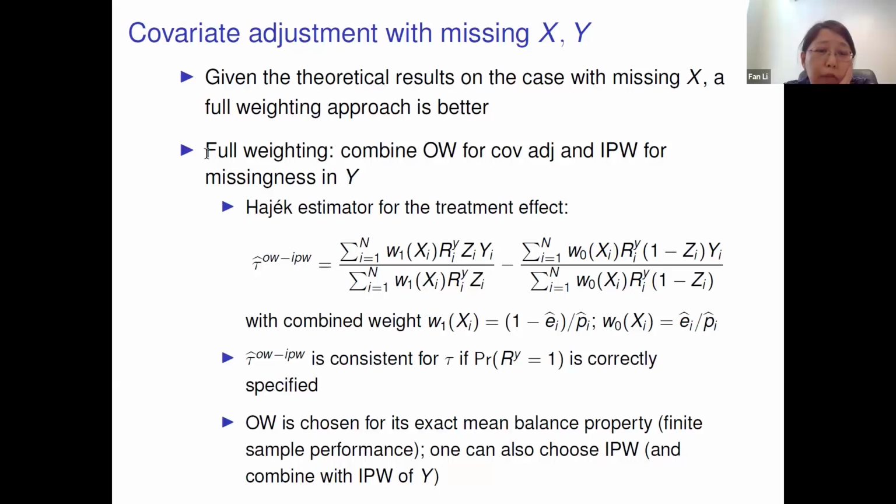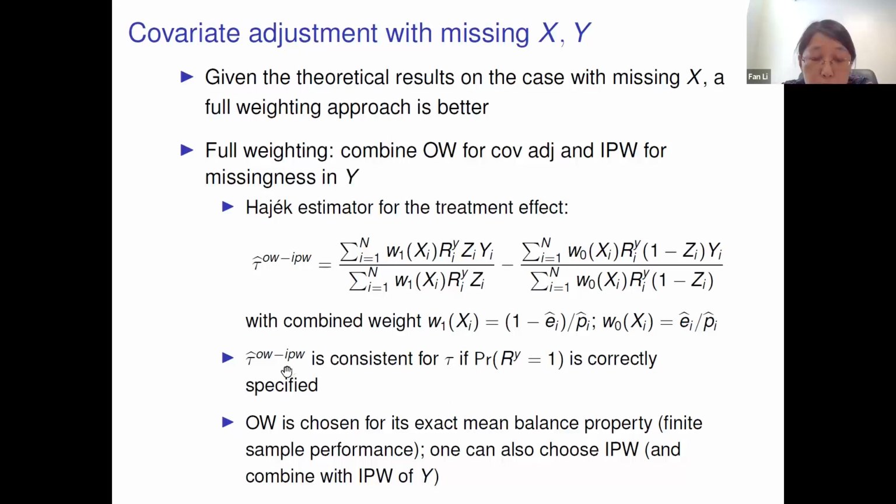Right, so here we have the full weighting. We propose a full weighting scheme. What we do is basically combine overlap weights for covariate adjustment and IPW to deal with the missingness in Y. This is our new estimator. The estimator is a Hajek estimator for the treatment effect, so it's basically a weighted average. Now the key thing is: what is the weight? The weight is basically the product of the overlap weights for the covariate adjustment and the IPW for the outcome missingness. Essentially, it's just the overlap weight times 1 over p.